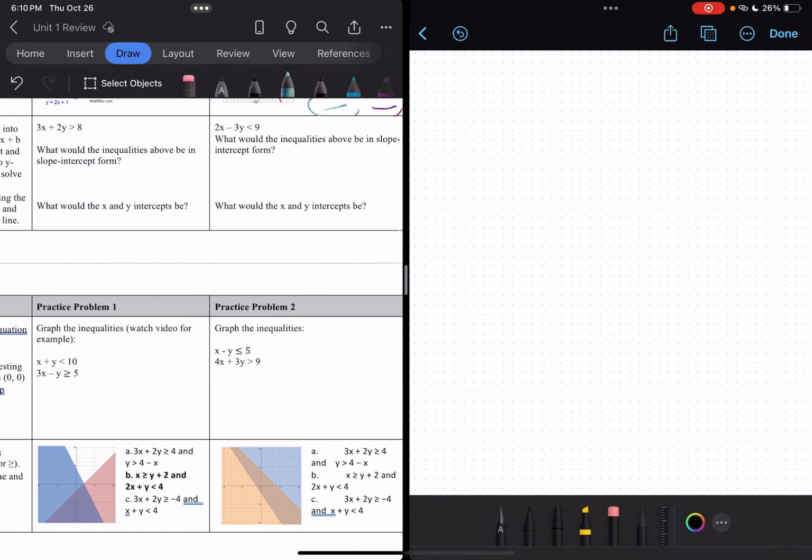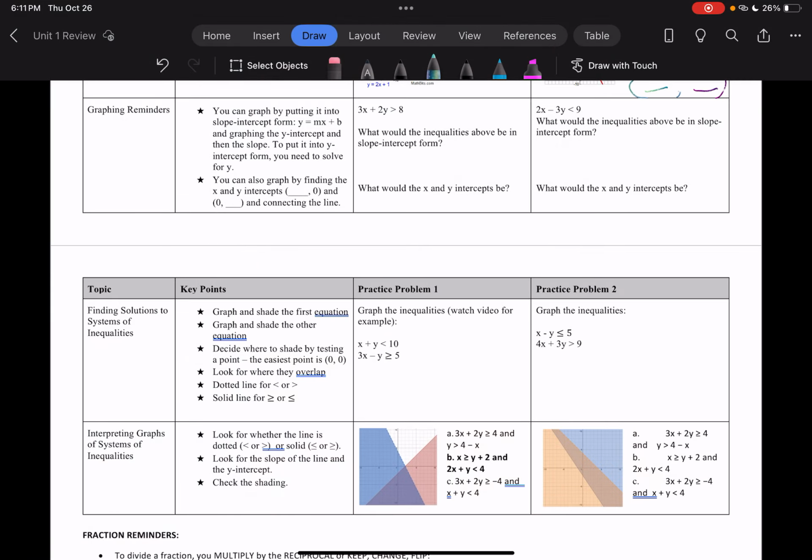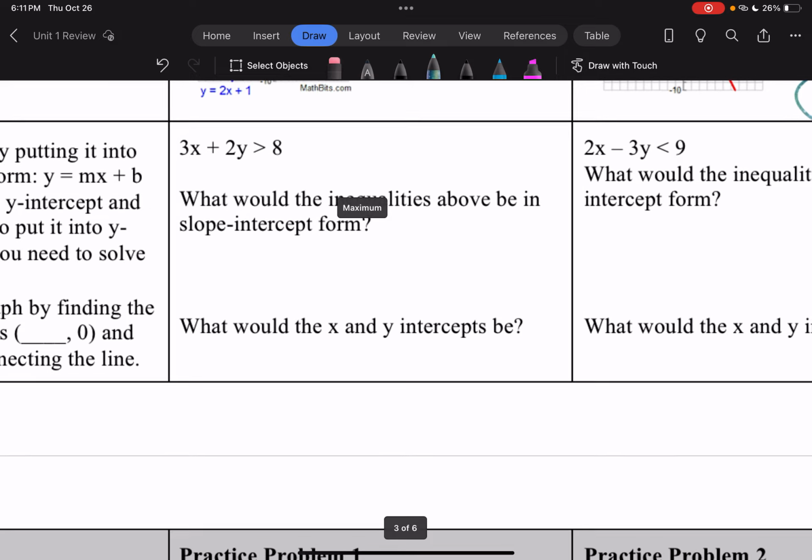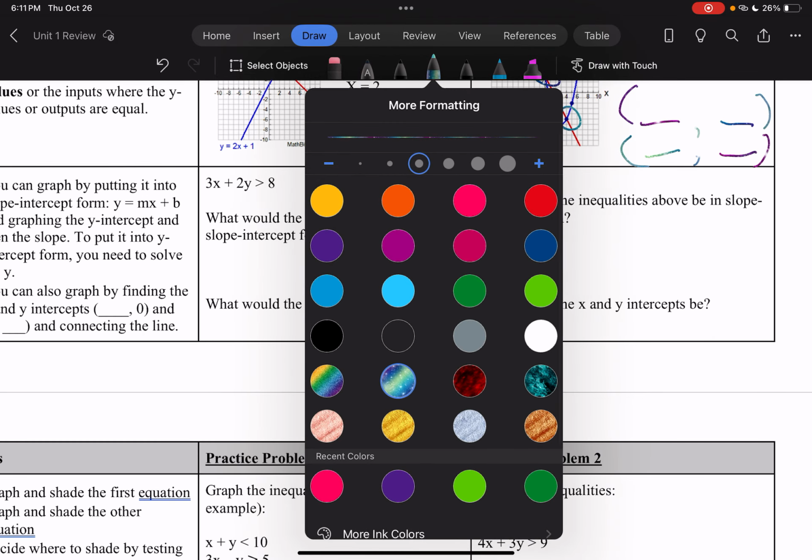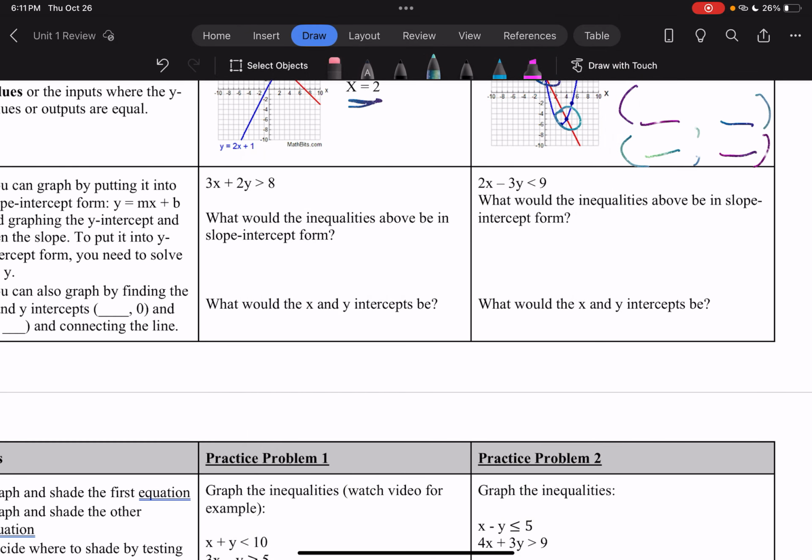It says, what would the inequalities above be in slope-intercept form? Let's see if my computer is cooperating now. Let's try. And so if we're doing this, we're going to solve for y. Sorry about the dog in the background. My goodness. Okay, it's very loud.